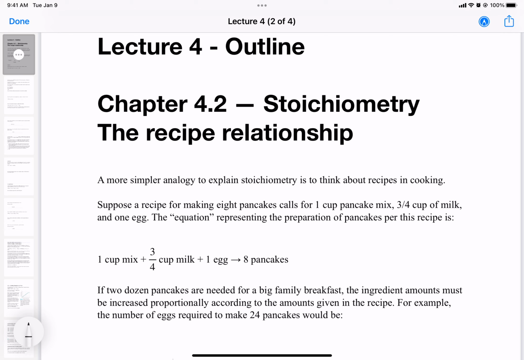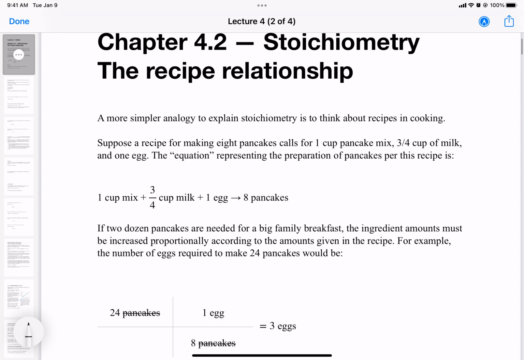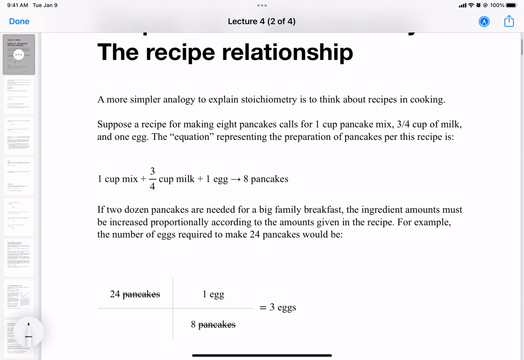All right, say our recipe called for 1 cup mix, 3/4 cup of milk, and 1 egg to get 8 pancakes. Okay, so in this situation we could use a fraction because it's cooking, right? So if we have 2 dozen pancakes needed for a family breakfast, we can increase the amounts proportionally by using this kind of equation here, or recipe, to get the amount of pancakes we want.